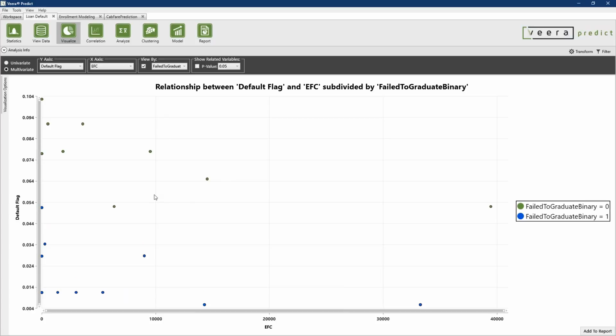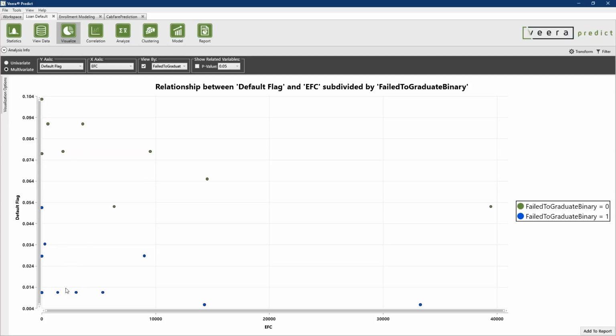what stands out to me, and I would forgive anybody who doesn't immediately see this, is, first of all, that the people that completed their degree are defaulting at higher rates, which is counterintuitive, but again, it might have something to do with the fact that their loan debt is smaller.